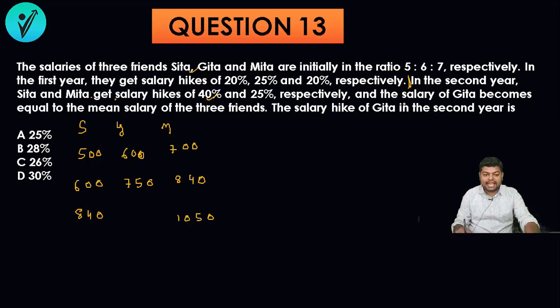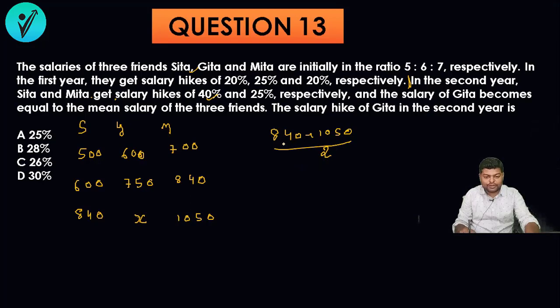And the salary of Geeta becomes equal to the mean salary of the three friends. The question asks for the salary hike of Geeta in the second year. As the question says, the salary of Geeta will be the mean of the three. I don't know this value, so whatever the mean of these two is, the same will be the mean of all three. So take the mean of these two: the average of 840 plus 1050, divided by 2.